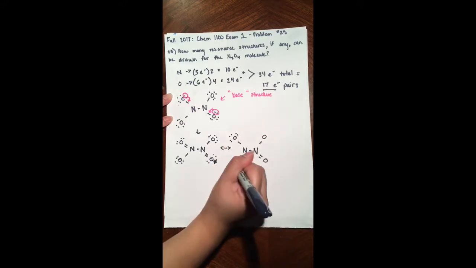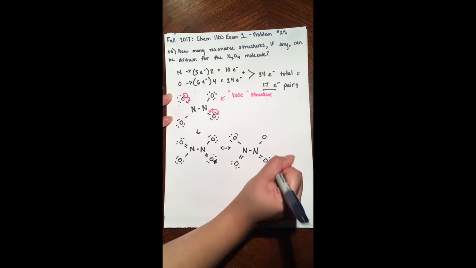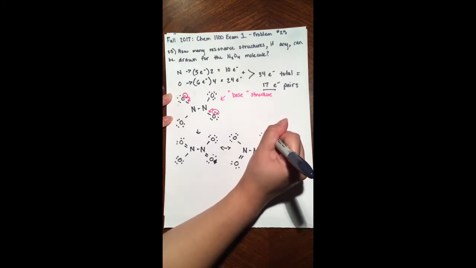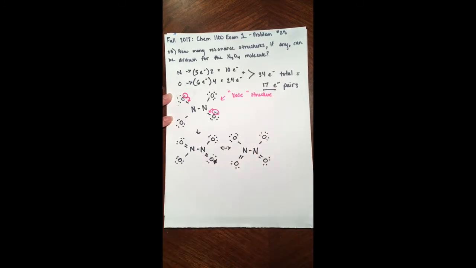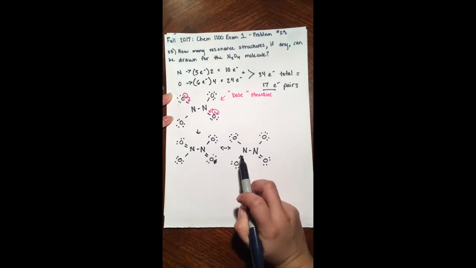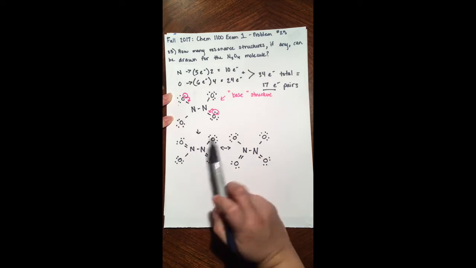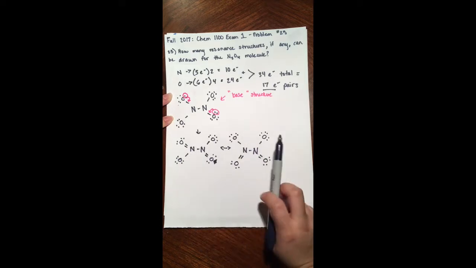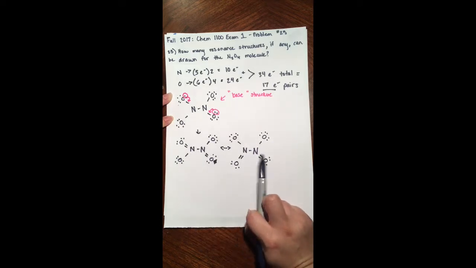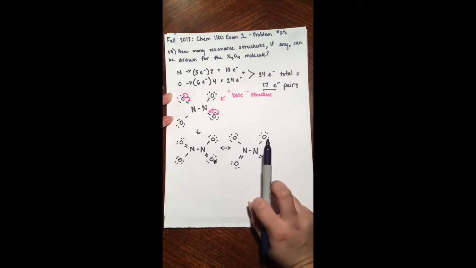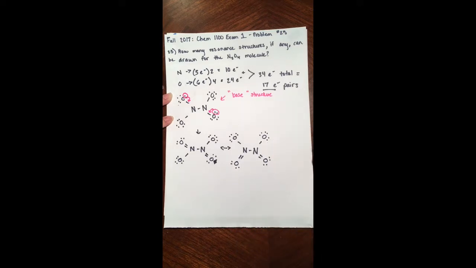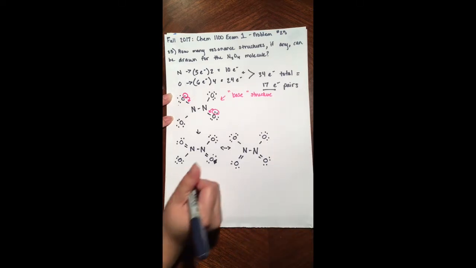And then complete the octets. So now you see that this molecule can look two different ways because this double bond moved from here down to there, which would make this structure. Now those double bonds can also jump from these atoms to the top atom, so then that would look like this.